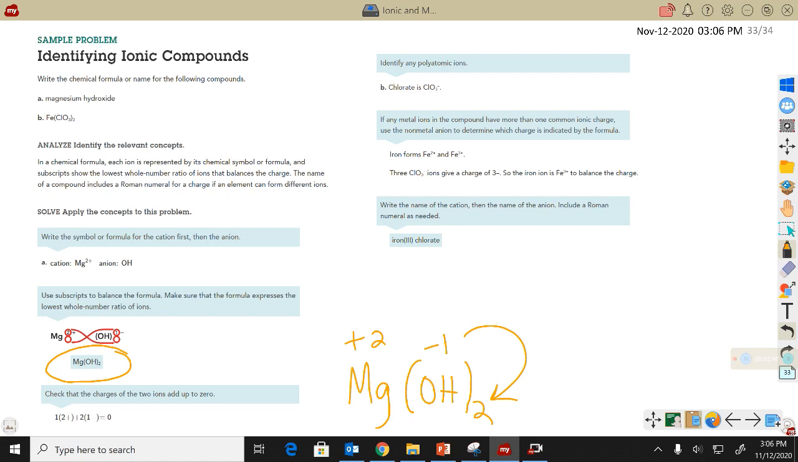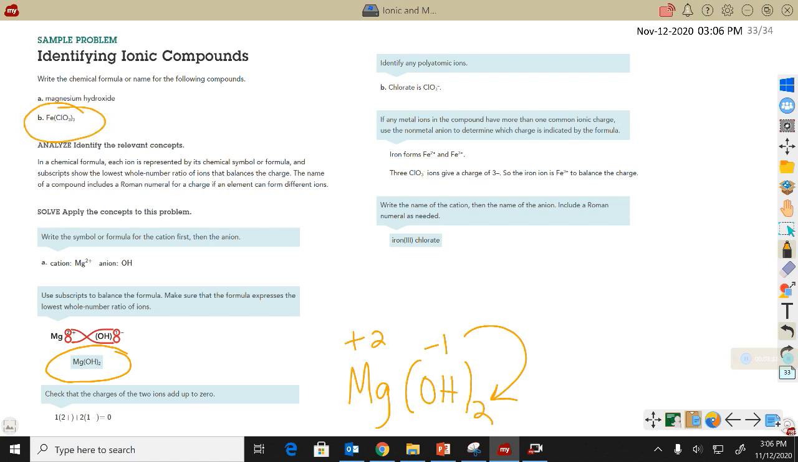Cool, right? And so the 2 skills that we have to master are writing the formula when given the name, or, given the formula, can I write the name? These ionic compounds will always have 2 parts. There are 2 words. There are 2 ions. There's the positive and the negative.